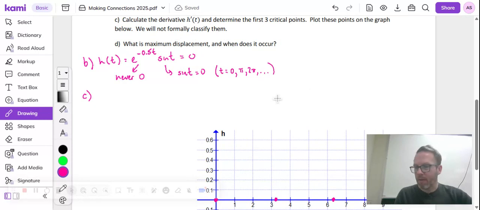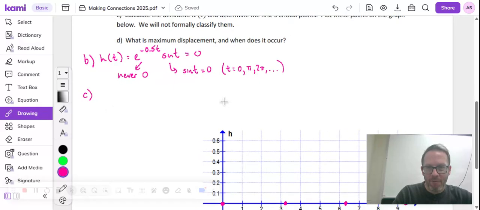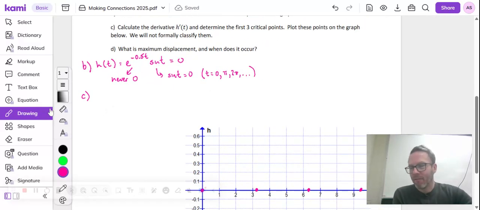Make sure I use my space well. I'm going to run out of space. I know it. I just got a bad feeling about that. Anyway, so let's find the derivative.